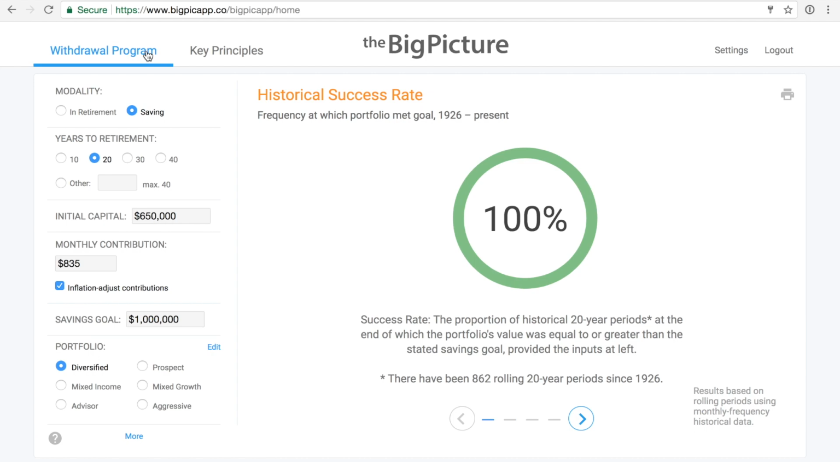While this video just scratches the surface of the Big Picture's reach, I hope it gives you a sense for the app and how it can help your financial advisory business.